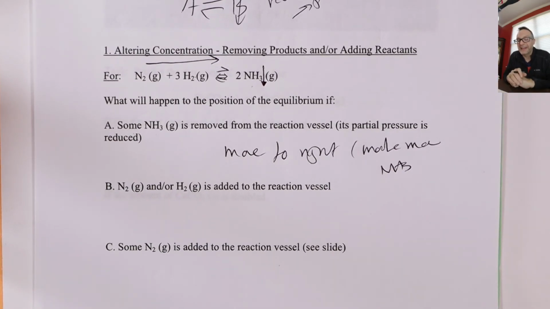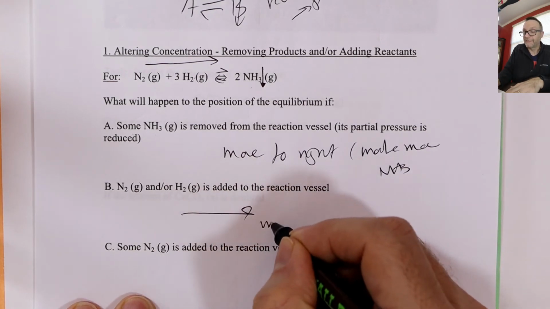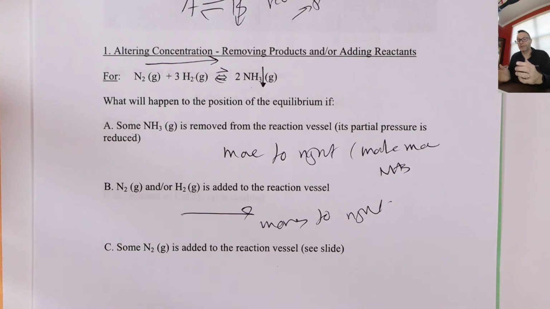Some N2 or H2 is added. Because they're both reactants, it doesn't matter which one we choose. If we add reactants, there are too many reactants now, so our fraction's off. Our bottom, if you like, is too high, and the fraction is too small. We want to get back to where we were, so we remove reactants. How do we remove reactants? We turn them into products. Moves to right.